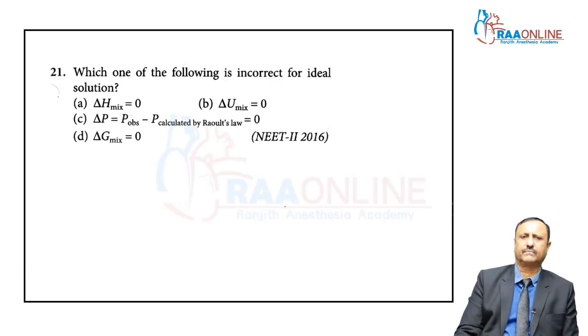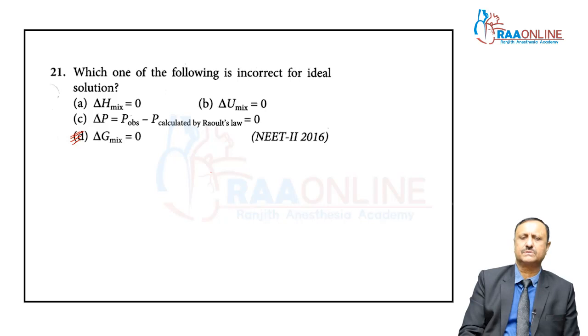Which one of the following is incorrect for ideal solutions? My dear students, this question was also asked in NEET 2016. In this question, in ideal solutions, free energy change will never equal zero. So my dear students, for question number 21, the option is D. Free energy is the change in energy in which maximum work is done by the system, or we can also say that free energy is the available energy of the system to do useful work. This is the definition of free energy.